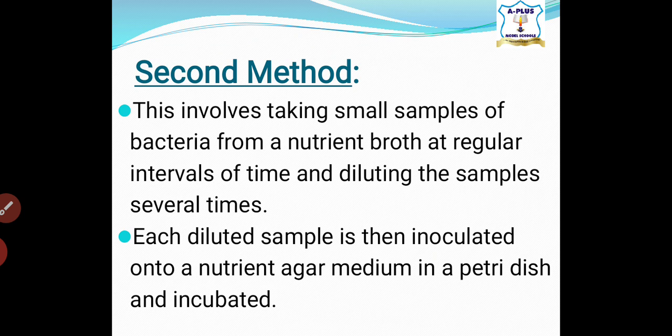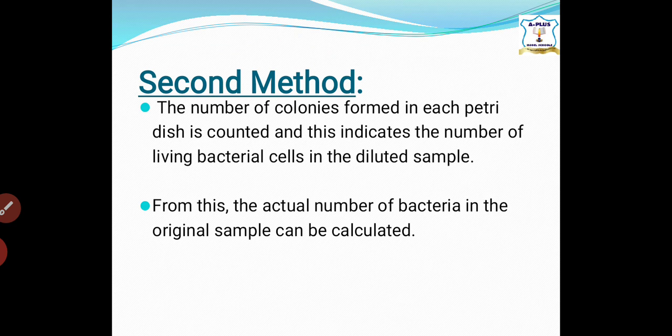Each diluted sample is then inoculated into a nutrient agar medium in a petri dish and incubated. So that's the second method for this. The continuation of the second method: the number of colonies formed in each petri dish is counted, and this indicates the number of living bacterial cells in the diluted sample.